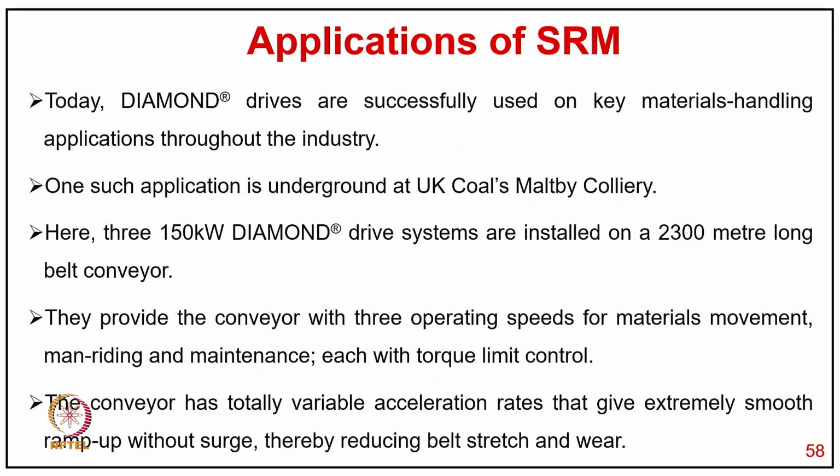So today, diamond drives are successfully used as a key materials handling application throughout the industry, and one such application is the underground belt conveyor at a UK colliery. Here, three 150 kilowatt diamond drive systems are installed on a 2,300 meter long belt conveyor, and they provide the conveyor with three operating speeds for material movement, man riding and maintenance, each with torque limit control. The conveyor has totally variable acceleration rate, and that gives an extremely smooth run-up without surge, thereby reducing belt stretch and wear.